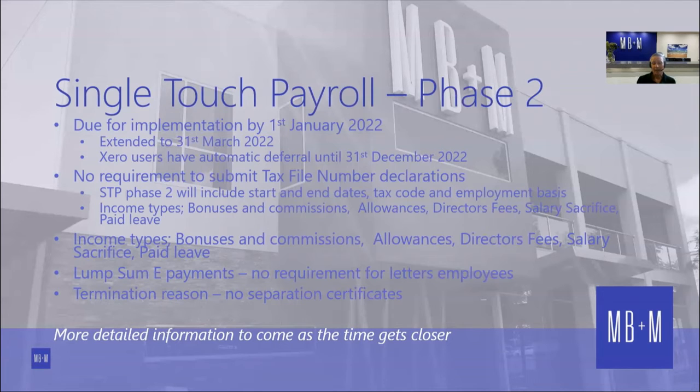It also involves the splitting of the income details that are submitted to the ATO. So instead of everything being reported as gross wages and then allowances, there will be specific splits such as bonuses and commissions will be reported separately, all of your allowances, and they might drill down even further depending on what allowance you're paying your employee. Directors' fees will be required to be reported separately outside of gross earnings. Salary sacrificed amounts other than super will be required to be reported, and paid leave also is a separate item.